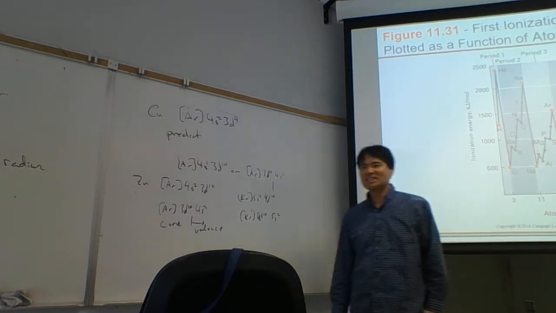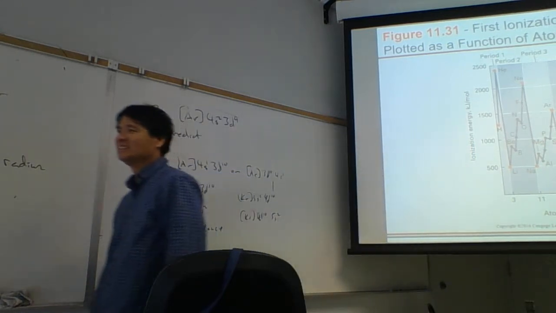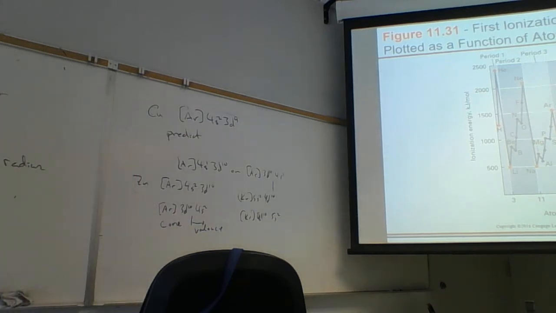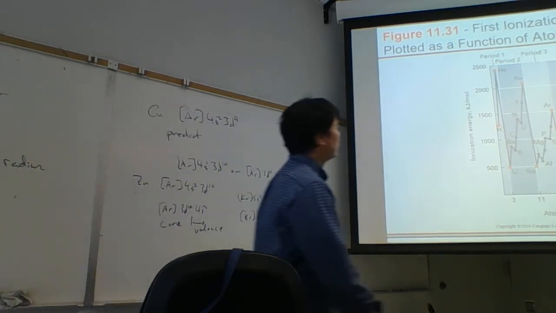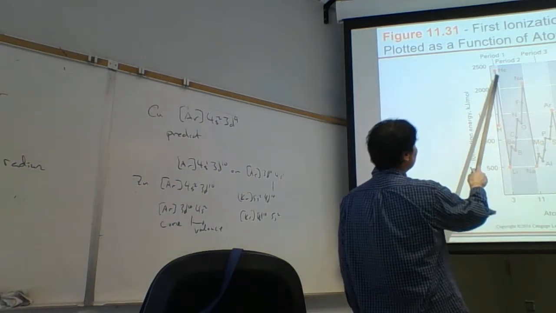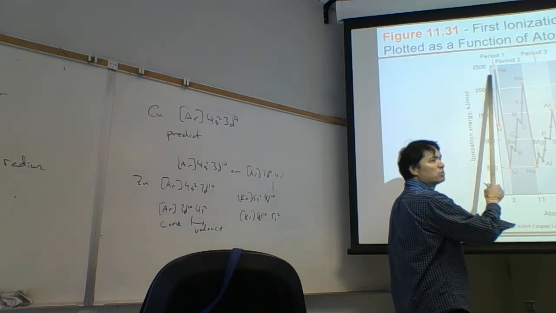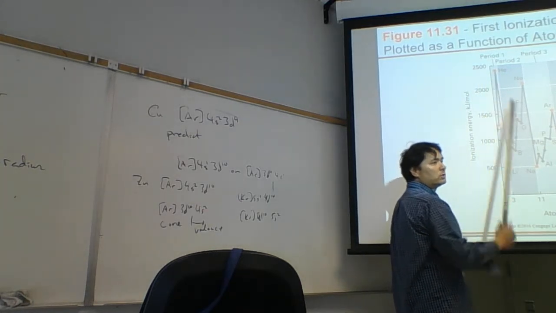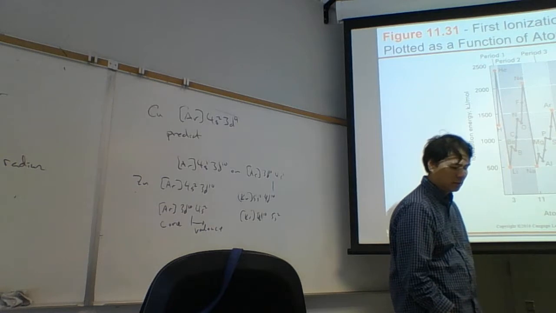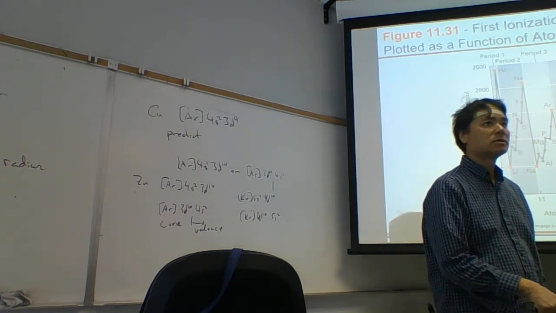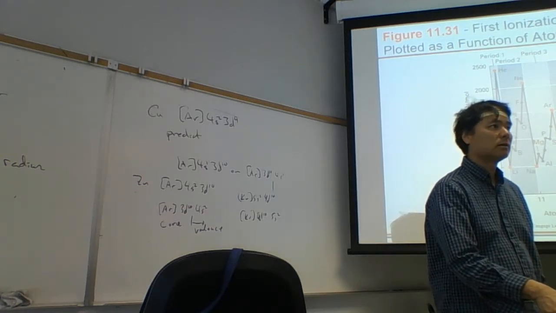So what's the littlest atom on the periodic table? Helium. So helium should be the hardest to ionize. What's the ionization energy of helium? Well, it's at the top. Helium's ionization energy is close to 2,500 kilojoules per mole. What's the easiest atom to ionize? It would be the biggest. What's the biggest atom on the periodic table? Cesium.